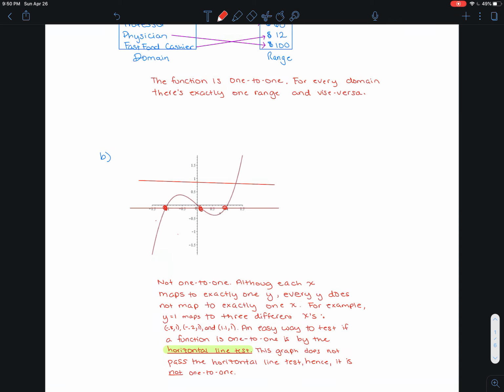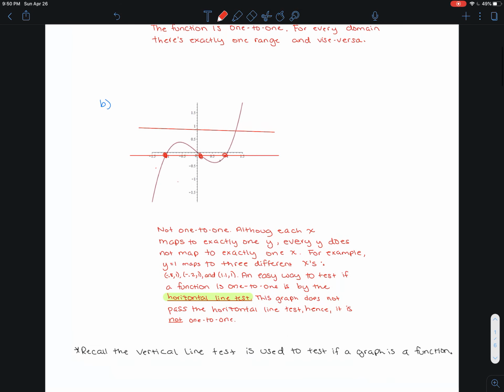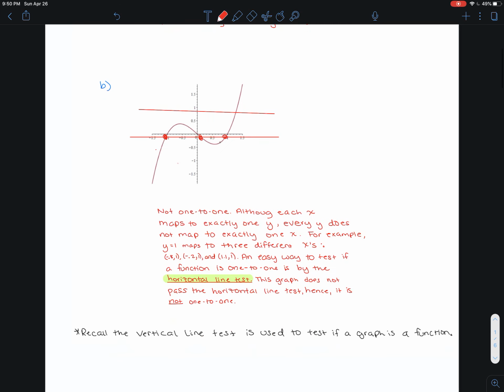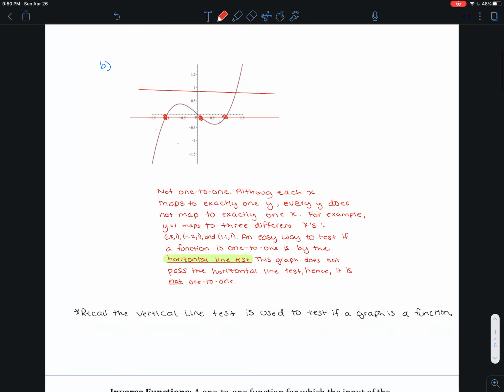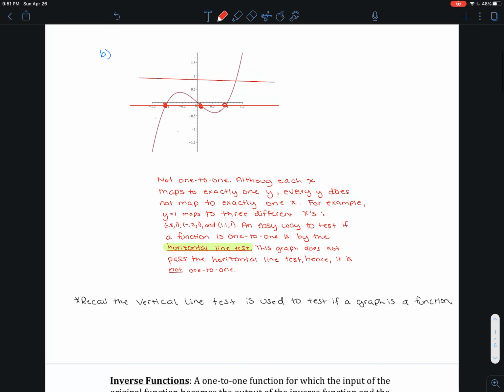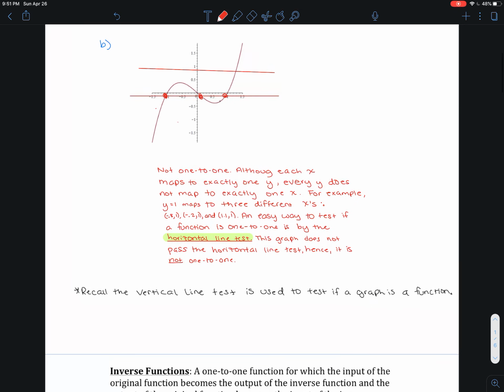The reason is that one y value, namely negative 0.1, maps to 3 different x values. So as you can see, this is not one-to-one. I wrote a short explanation here; you can pause and read it slowly. Again, I'm just reminding you that the vertical line test tests if a graph is a function, and the horizontal line test tests whether the function is one-to-one or not.